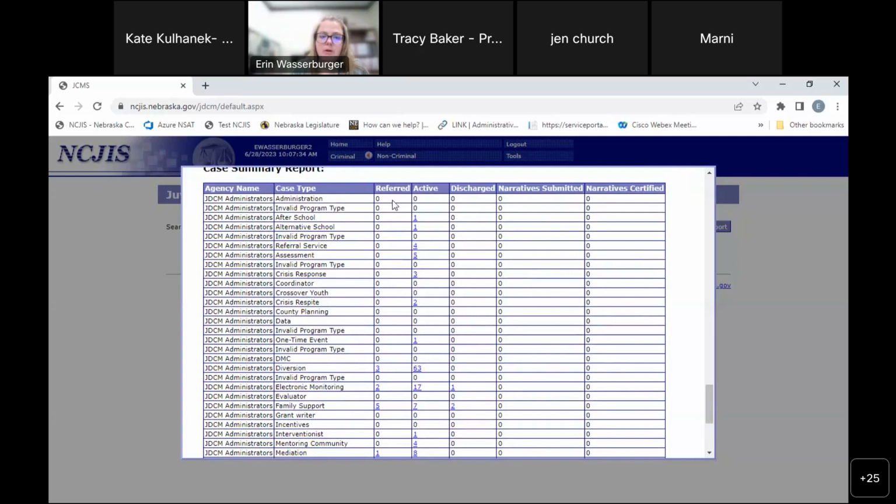So this is where we would hope that you would get the referred and discharge from. If you run this report and the numbers look a little bit off, I would reach out to the programs and make sure that it's accurate before you submit the report. Right. Does anybody have any questions on that before we move forward on any of what we've covered so far?